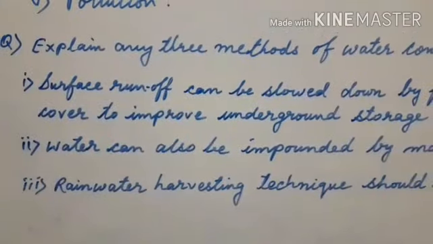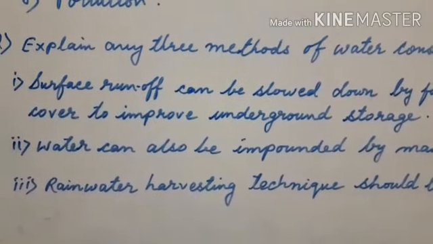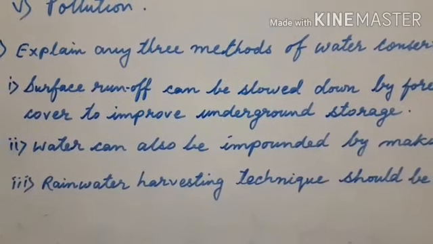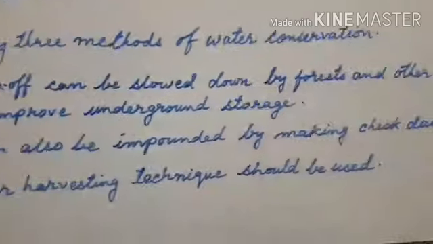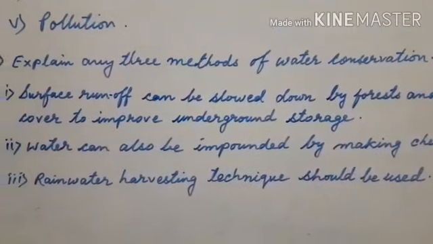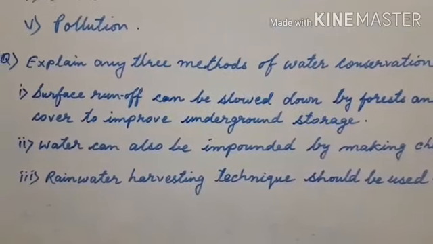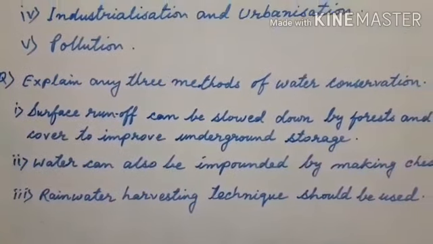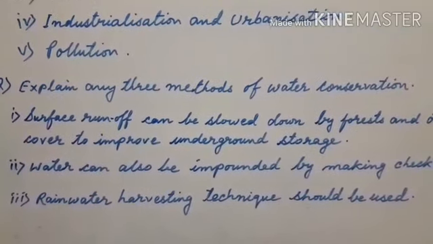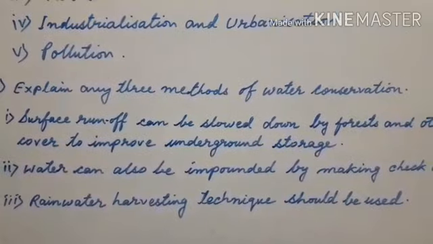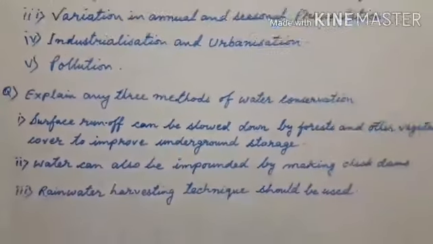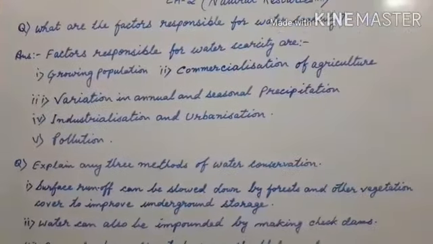Rainwater, our third point, rainwater harvesting technique should be used. Rainwater harvesting means when the rainwater which falls on the roof is just flowing away through the drain, if we can collect that water and keep it for our future use, at least for irrigation, then water can be conserved. So these are the points of water conservation and factors responsible for water scarcity.